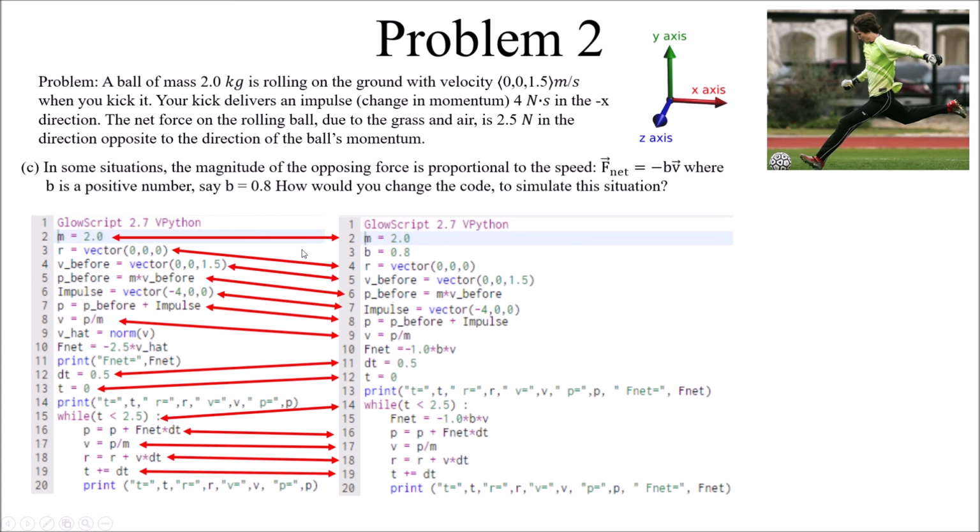Notice how a lot of it is the same, but we do have some key differences. So we do want to make sure that we define what b is. So b is 0.8 here. And then instead of having our net force like we did before of the negative 2.5 times the v hat, the unit vector, we want to make sure to define it as the formula that they gave us. So negative b times v. And so that's the key difference in the code that you want to make sure that you understand. And so hopefully this idea of a momentum update and position update makes sense to you. Working with forces, working with some of those kinematic equations, and we will see you in the next one.